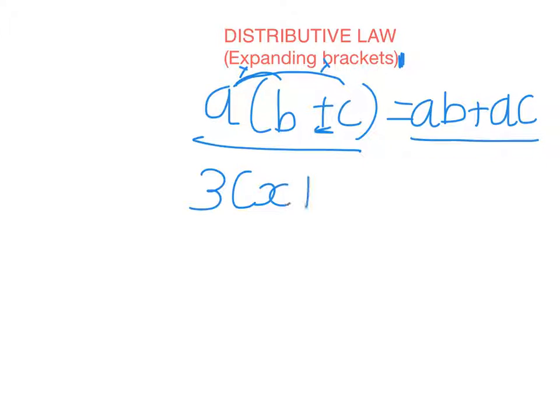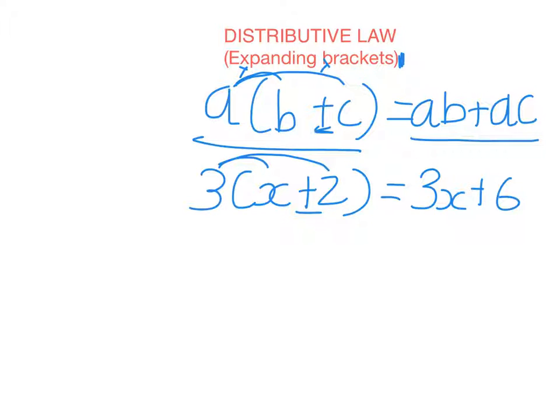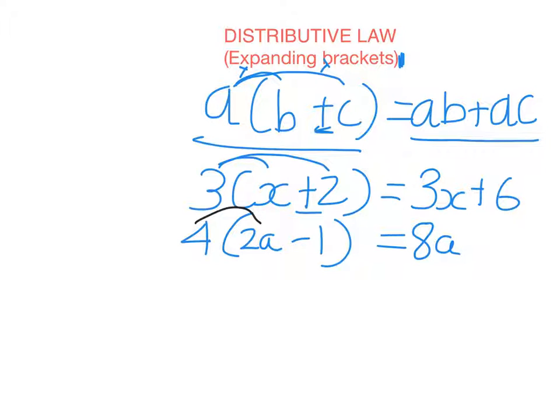So let's look at a few examples. 3 outside of X plus 2. We know the answer to this because I did it in the previous 2 examples. 3 times X. You distribute the 3 to the X, you distribute the 3 to the 2, and there's a plus in the middle. So we have 3X plus 6. Let's look at 4 outside of 2A minus 1. We do the same thing. 4, we distribute it to the 2A. 4 times 2A is just 8A. 4 times 1 gives me 4. This time there's a minus in the middle. This is a positive 4, and I'm multiplying it by a negative 1, so it's negative 4.